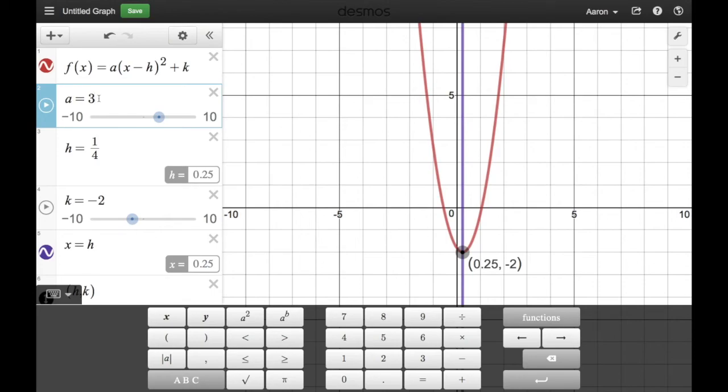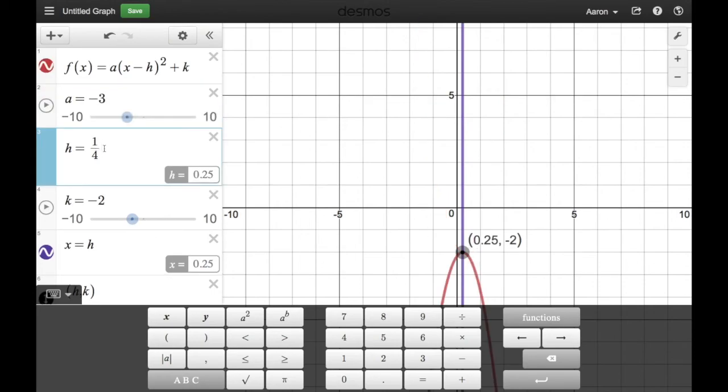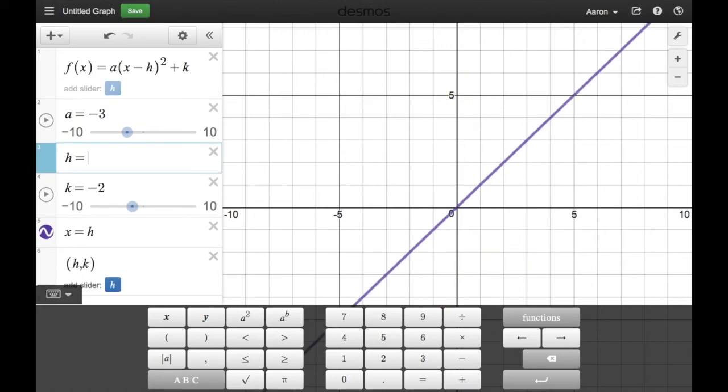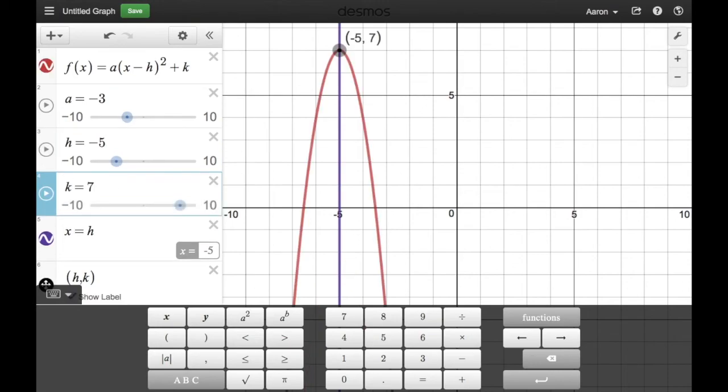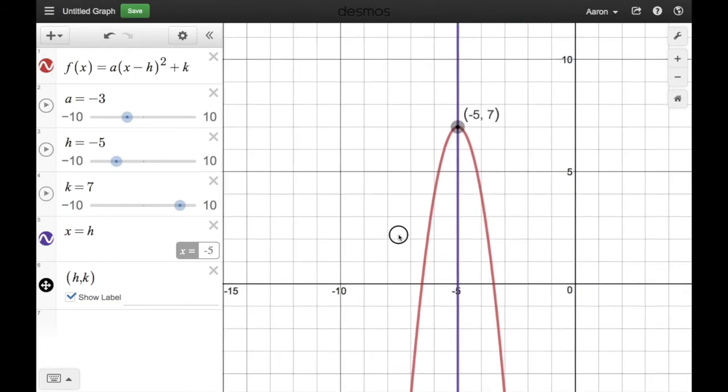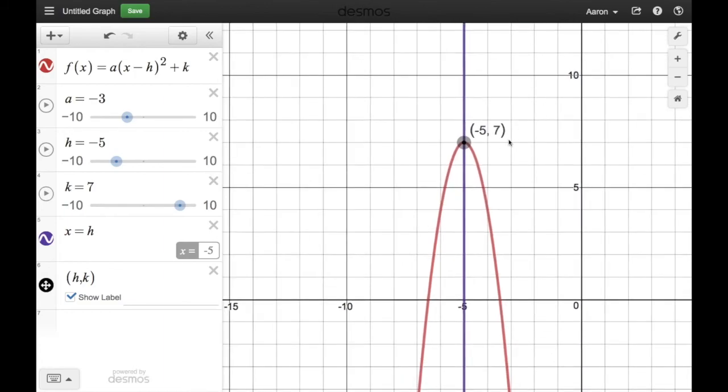Example 2, we've got an a value of negative 3, an h value of negative 5, and a k value of positive 7. And so here we can see we've got a vertex at negative 5, 7. There it is. It is a maximum, and the line of symmetry here is x equals negative 5.